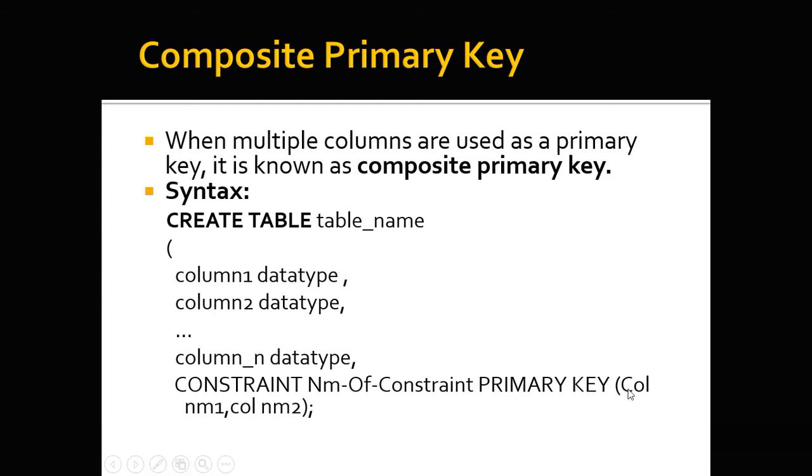Then inside the bracket you have to specify the name of column on which you want to apply your primary key. In previous example, inside the bracket I wrote only the name of one column, but if you want to apply composite primary key you have to write the name of one or more than one column name separated by comma.